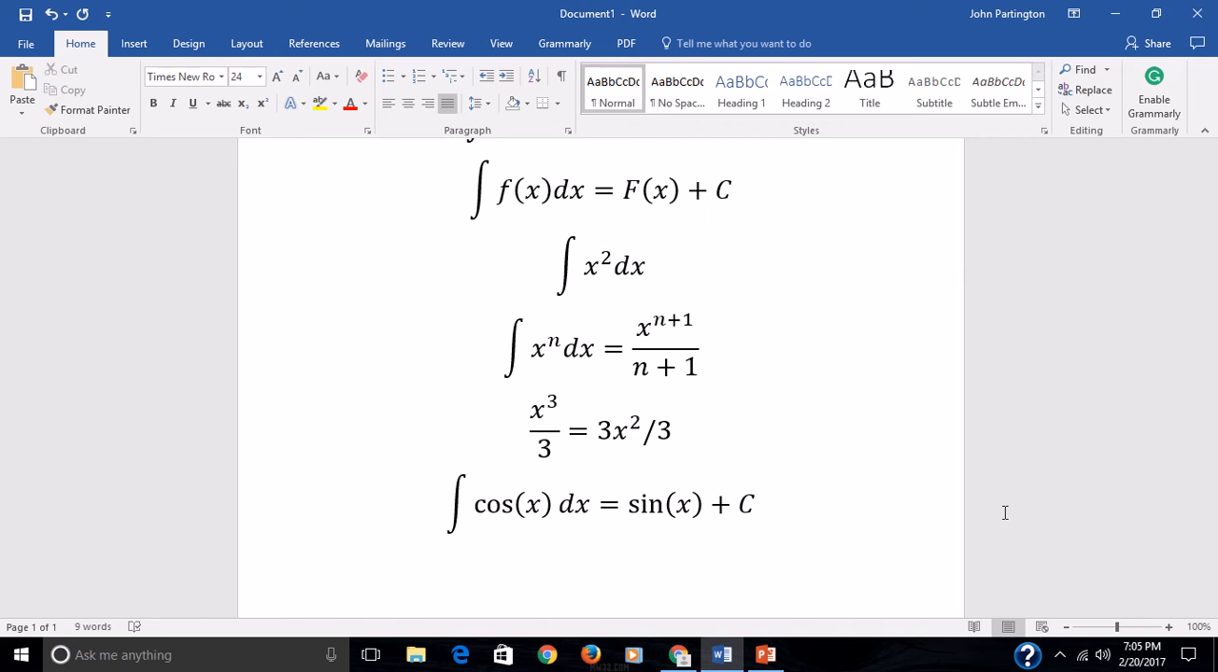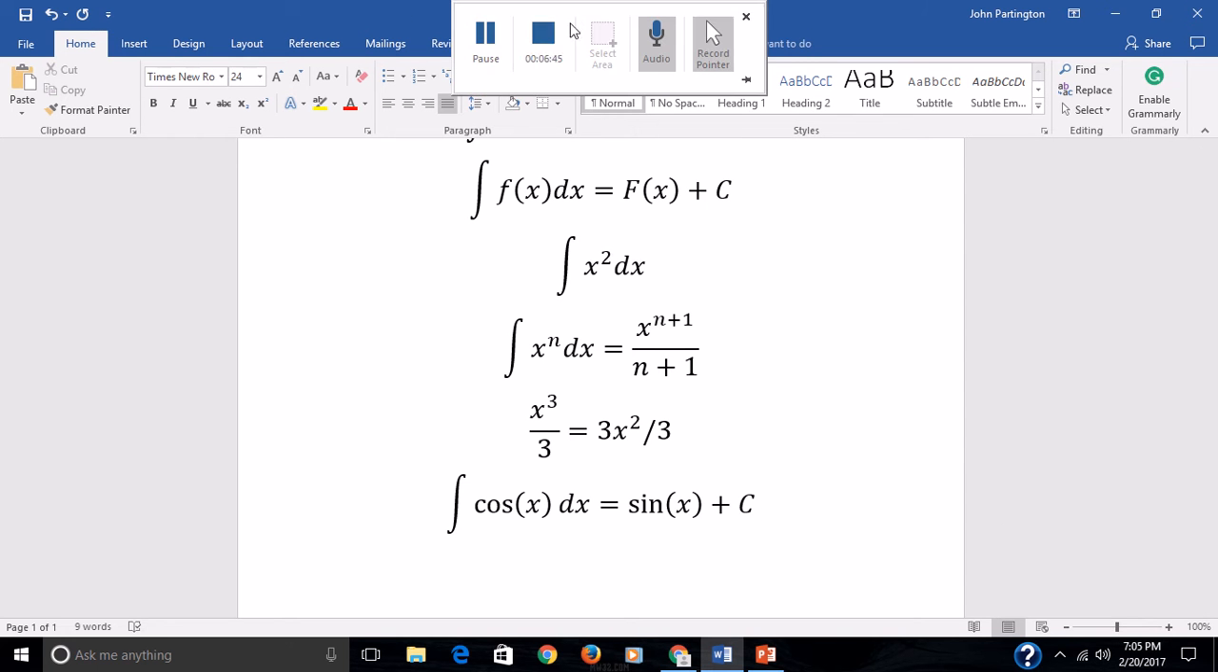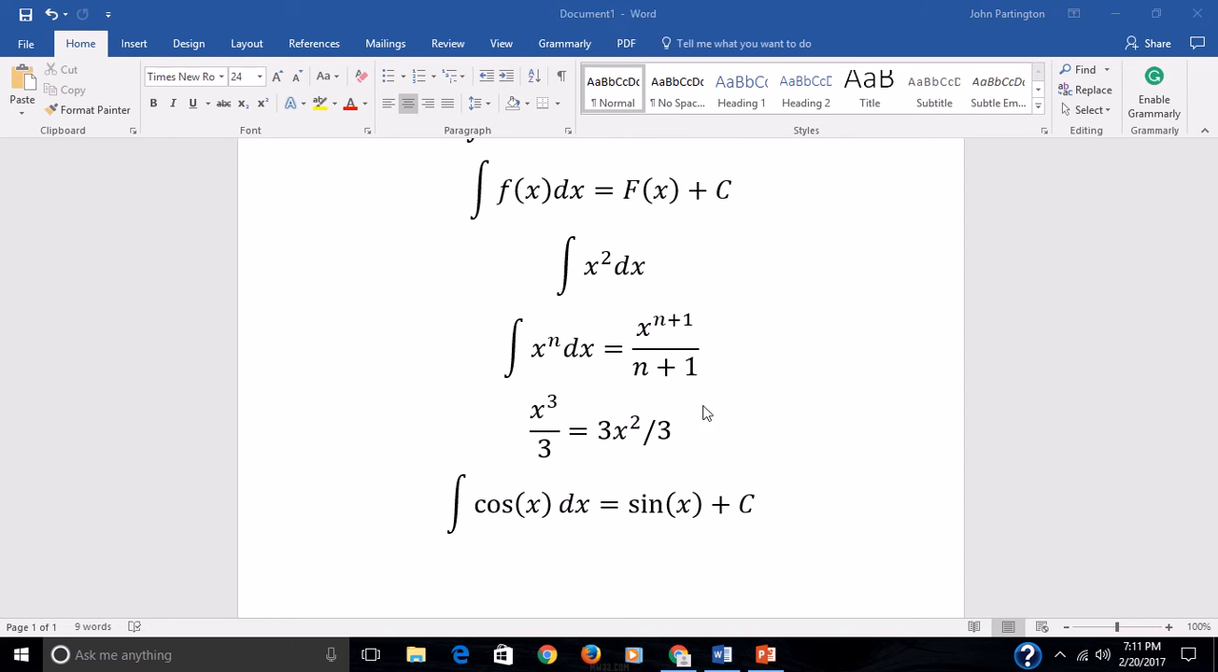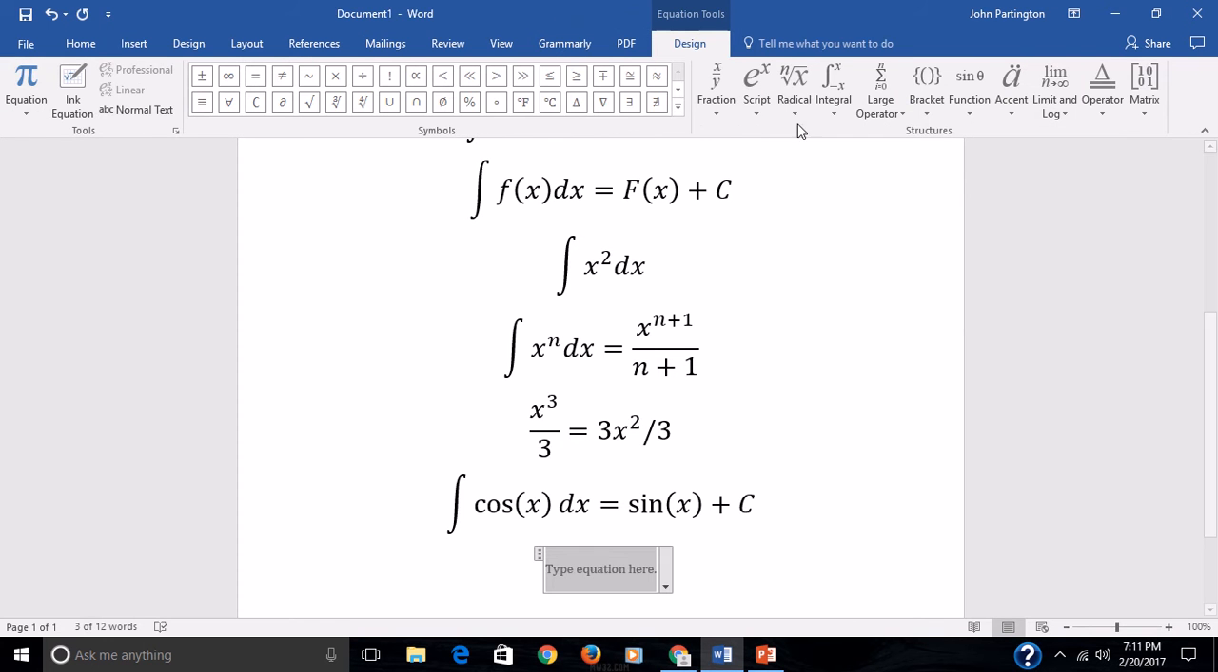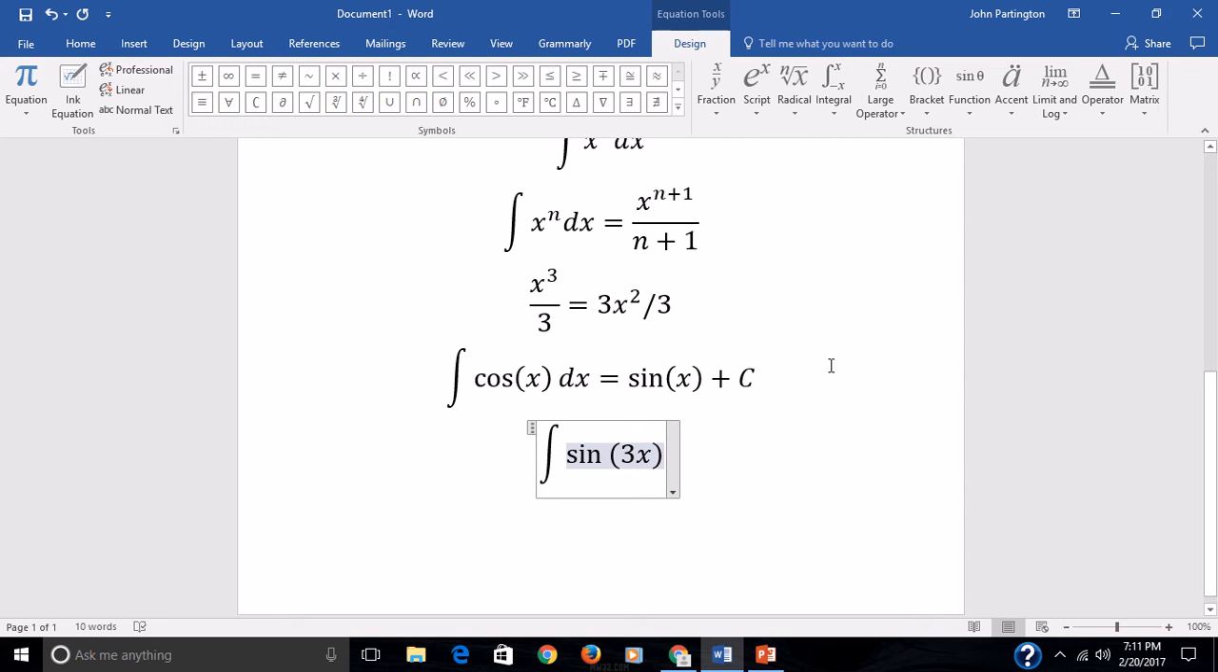However, we're going to have some weird stuff now. All right, so we're going to do a reverse chain rule problem here. This is a little bit different. So we're going to have the integral of sine of 3x. Now what's special about this problem?